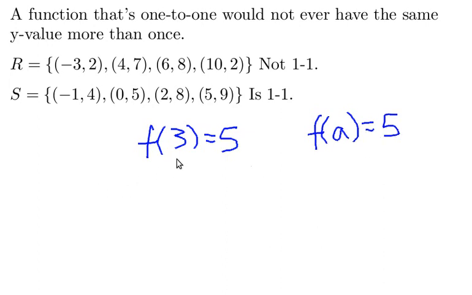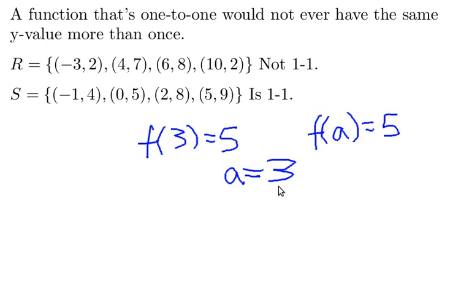Well, since no y value ever repeats itself, if f is one-to-one, then this can never be something else. I'm trying to think of a way to say this. This 5 can only be associated with one number, so that means we know that a must equal 3. That's the significance of one-to-one.